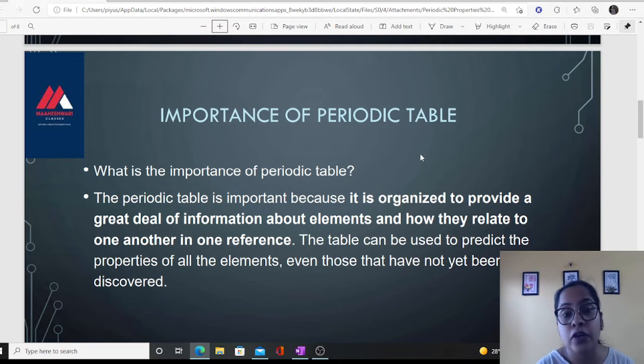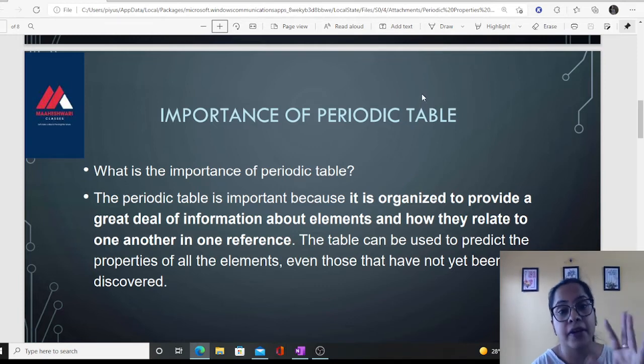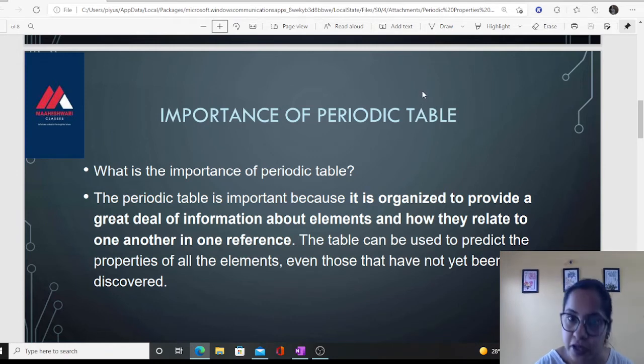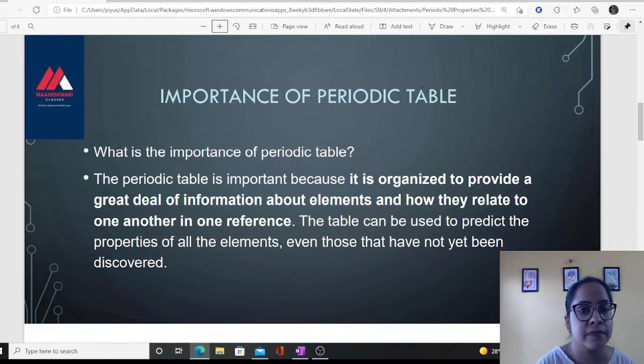So, the periodic table is important because it is organized to provide a great deal of information about elements and how they relate to one another in a reference, right? This table can be used to predict the properties of all the elements, which I told you. Yes, you will be able to predict the properties of elements if you know their placement in the periodic table. And of course, there are certain elements which have not yet been discovered. ठीक है, like gradually हम और elements discover कर रहे हैं, उनकी places भी हैं, और जो elements अभी तक discover नहीं हुए हैं उनकी properties भी आप predict कर पाओगे depending if you have a clear knowledge of the periodic table. Okay, so let us begin.